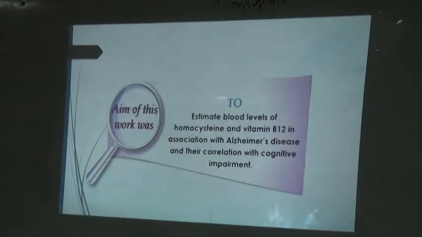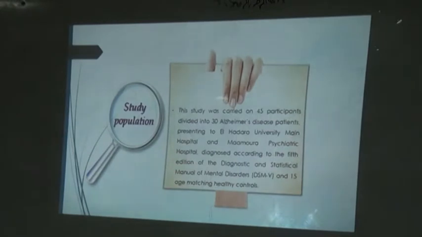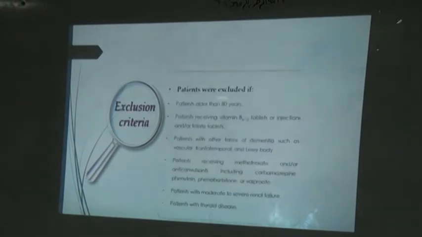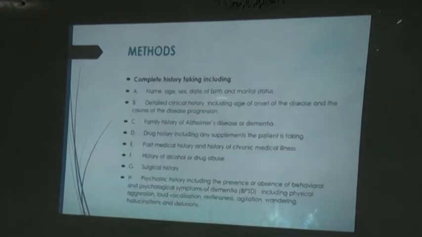So our study was aiming to estimate the blood levels of homocysteine and B12 in Alzheimer's dementia and to measure their correlation with cognitive impairment. Our study was carried on 45 participants, 30 Alzheimer's disease patients, and 15 age and sex matching healthy controls. Patients receiving B6, B12 tablets or injections and or folate tablets were excluded. Patients with frontotemporal lobar degeneration, vascular dementia, Lewy body dementia, patients receiving anticonvulsants, patients with thyroid disease, and renal failure were also excluded.